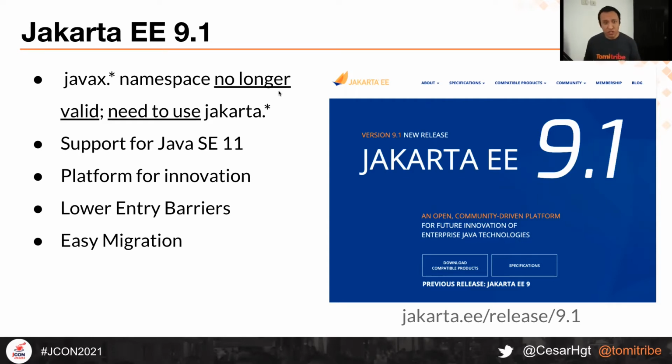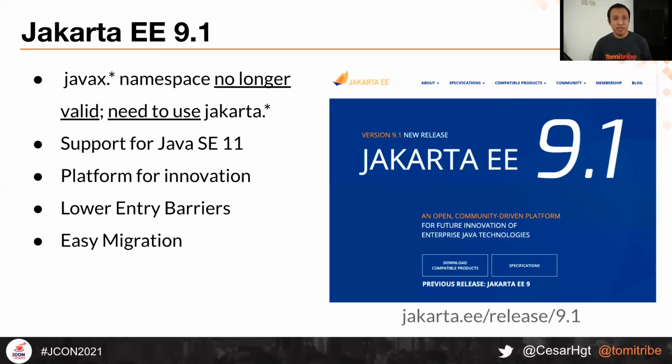And the latest release of Jakarta, the 9.1, introduced support for runtime environments for the Java SE 11 platform. The three flags for this release is platform for innovation. Why? Because somebody's going to tell me, but there is no new feature being added since Java EE 8, Jakarta EE 8, Jakarta 9, and now you're telling me in Jakarta 9.1 that the only addition was the SE 11 support. Well, that's why flag number one, platform for innovation, is there, right? Because that will allow us to embrace Jakarta EE 10.